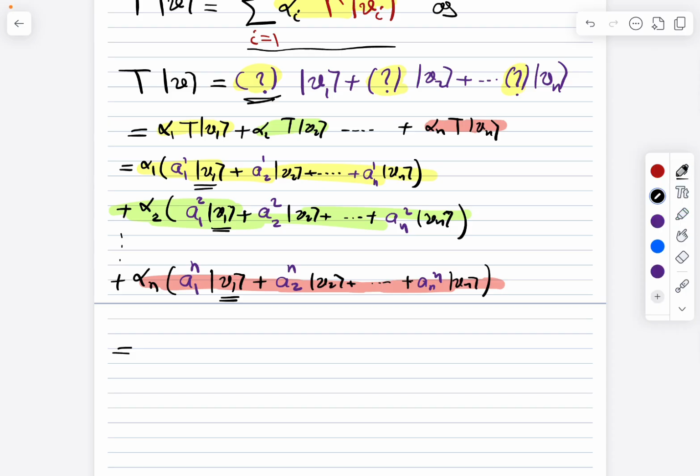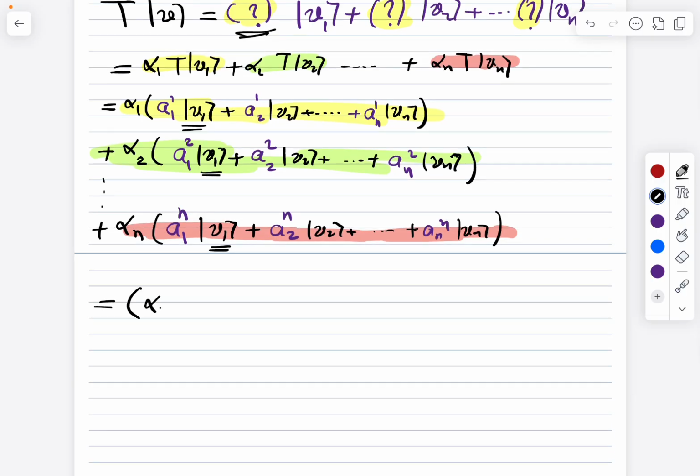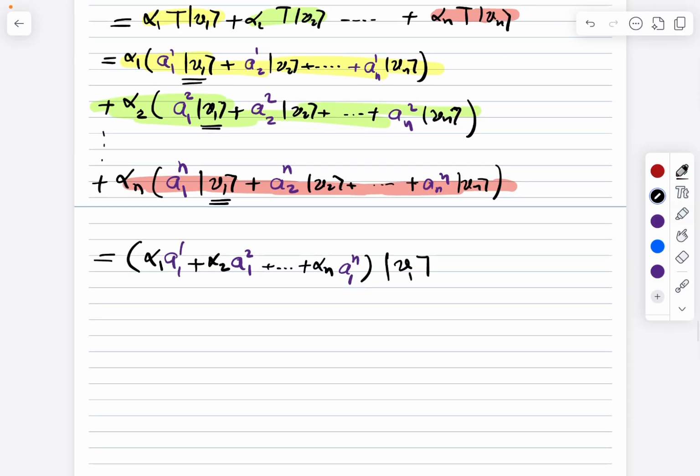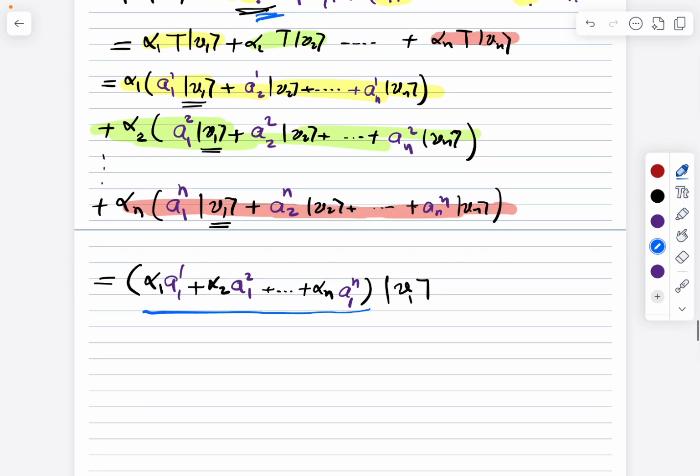So if we do that, we'll notice the following. My goal is just to collect what is the prefactor before V1. So if we do that, we'll get the following. We'll have alpha 1 A11 plus alpha 2 A12, so the first component of the second vector, and so on. And then we reach alpha n A1n, where the 1 here is fixed, then finally we'll get our vector V1. So this is what the question mark is. So now we can put this in the question mark that we are seeking for.